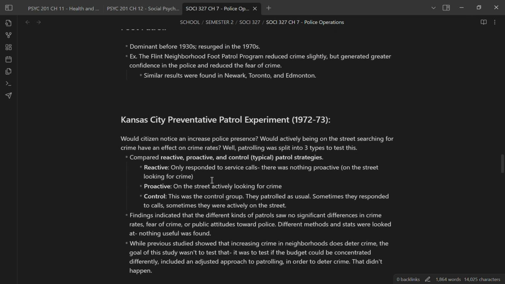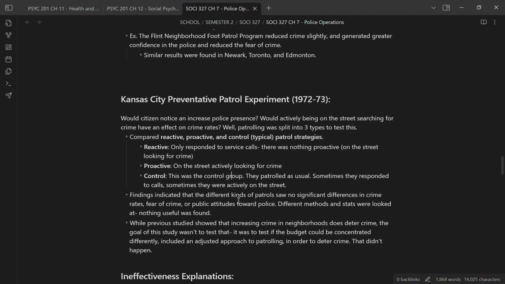We're going to look at a little experiment here. The Kansas City Prevention Patrol experiment. So the idea behind this was to see if citizens would notice an increase in police presence, and if actively being on the street searching for crime would have an effect on crime rates. To do this, crime was split into 3 different areas.